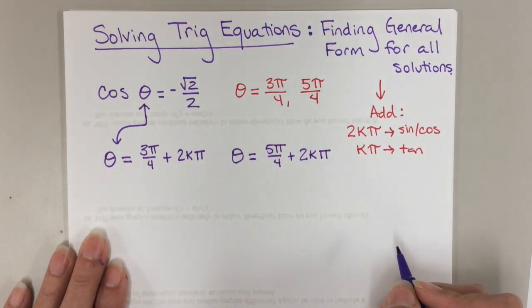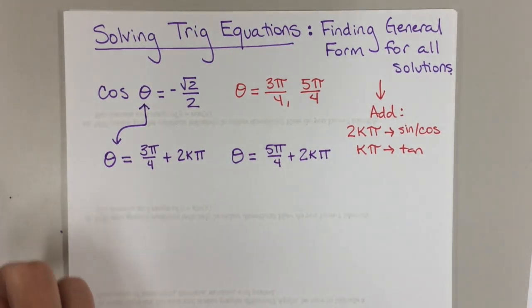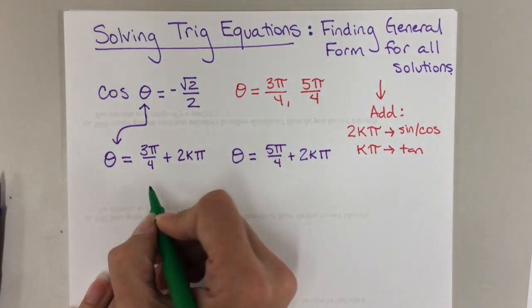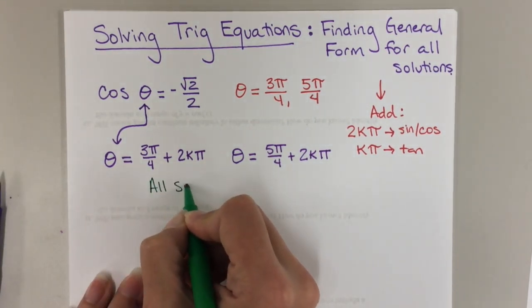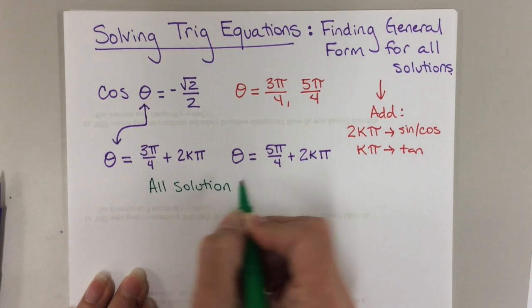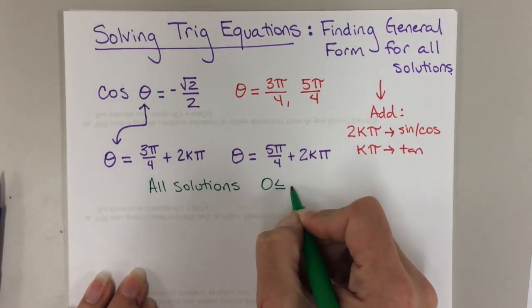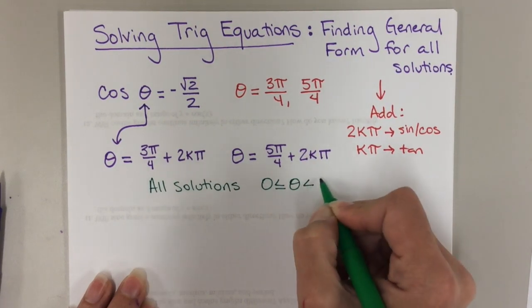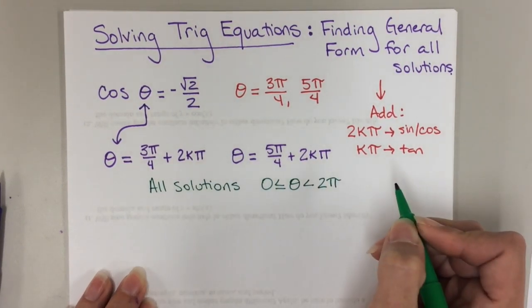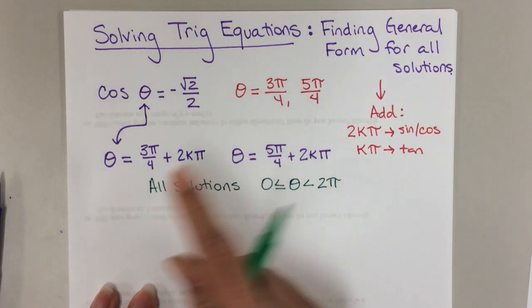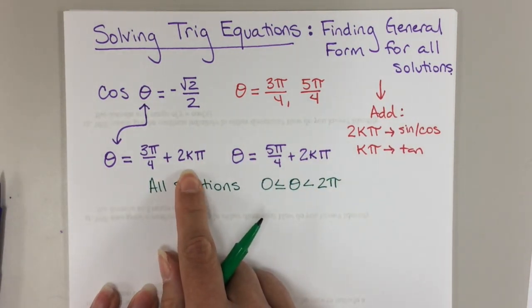Now, how do we use that? Let's say that they want to find all solutions between 0 and 2 pi. So 0 is less than or equal to theta is less than 2 pi. So one way around the unit circle. We're going to start off here. We're going to plug in 0.